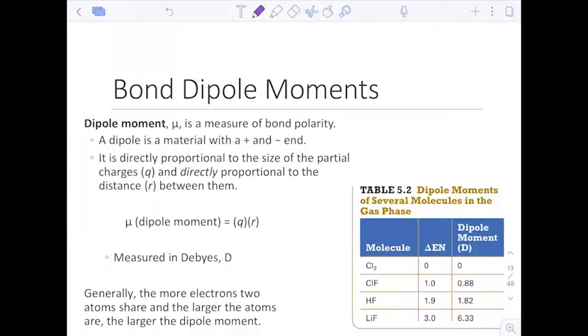These aren't identical to changes of electronegativity, but they're proportional to the changes in electronegativity. We won't spend, again, too much time on dipole moments. You should know that if there is a polar molecule, it will have a dipole moment.